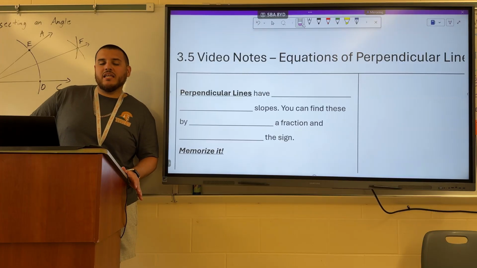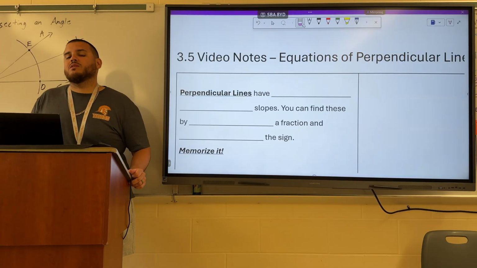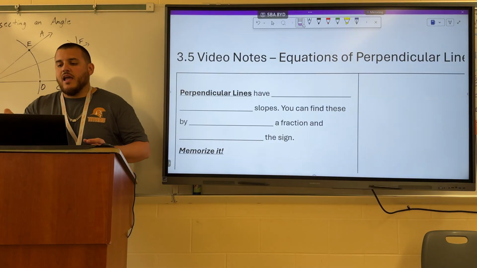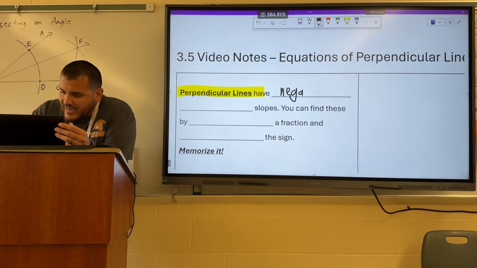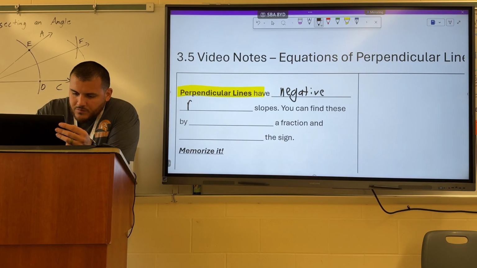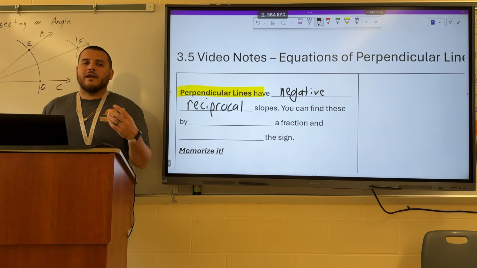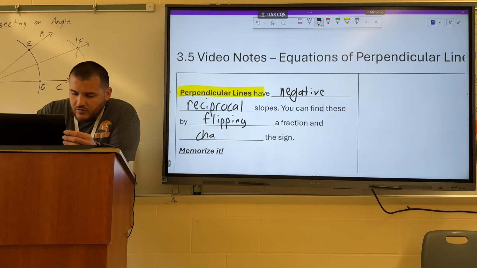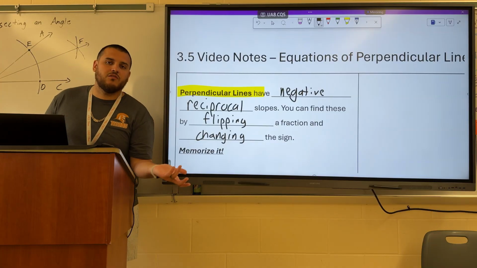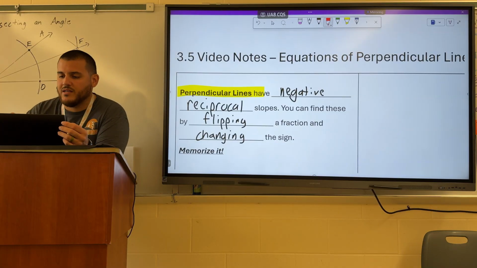So again, we're going to be writing equations of lines in slope-intercept form, y equals mx plus b. The key to this is understanding and memorizing that perpendicular lines have what's called negative reciprocal slopes. Negative reciprocal slopes. You can find a negative reciprocal of a fraction by flipping the fraction, exchanging the numerator and the denominator, and then changing the sign. If you originally have a positive fraction, the negative reciprocal will become negative. If you originally have a negative fraction, the negative reciprocal will become positive, right?